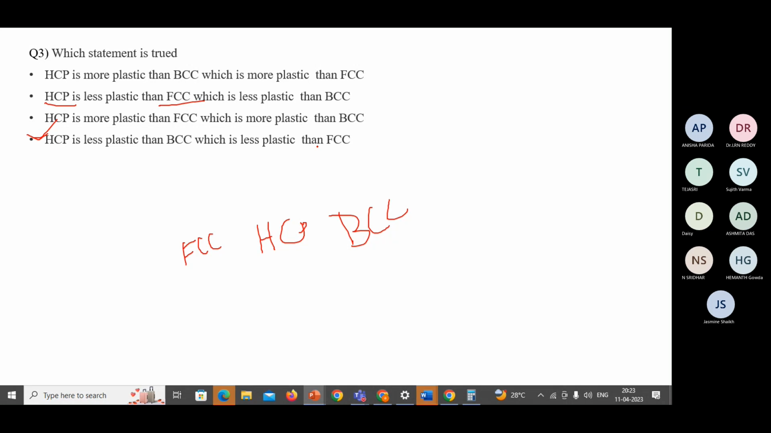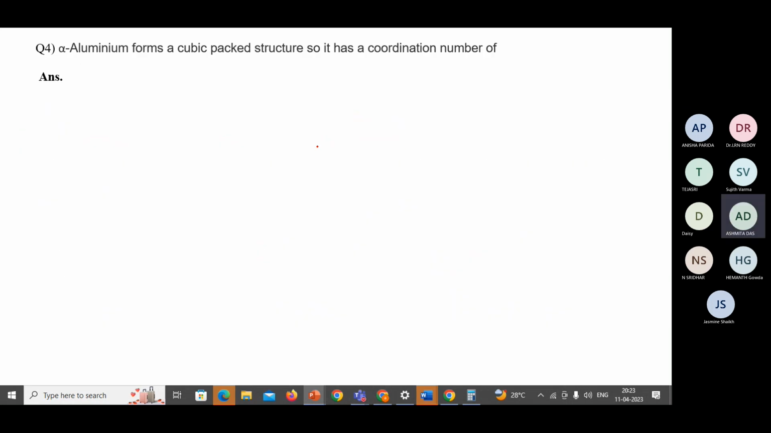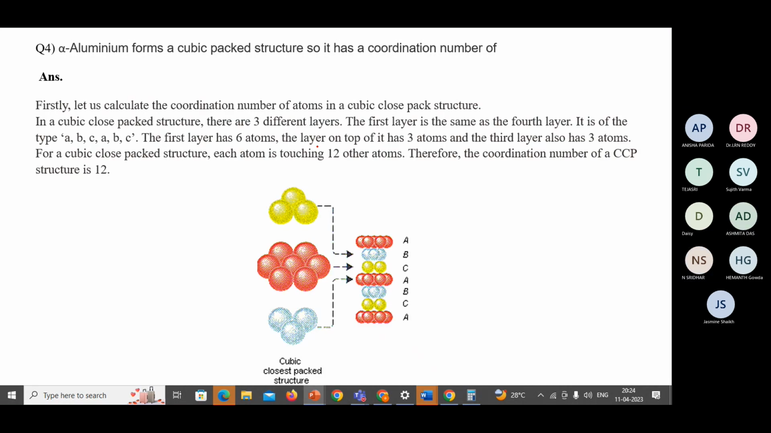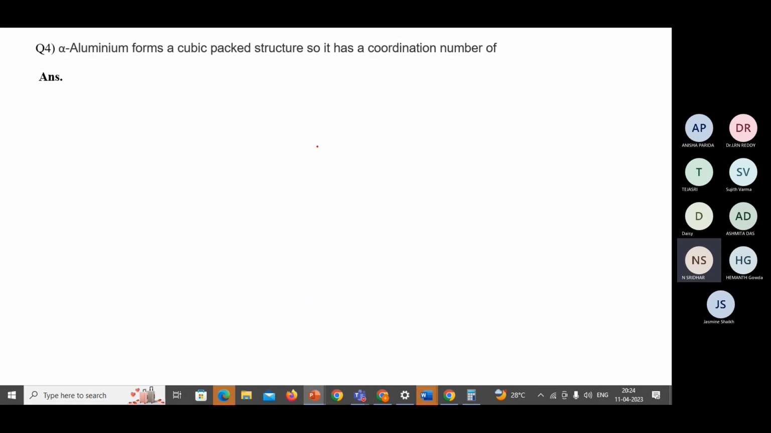Okay. Now moving to the next question. Alpha aluminium forms a cubic close-packed structure, so it has a coordination number of... anyone? Anyone? 12, ma'am. Sorry? 12. Yes.